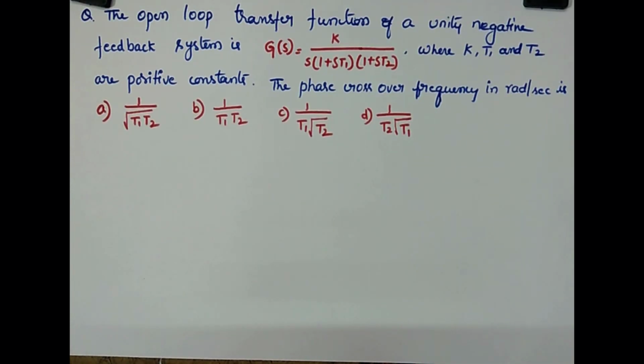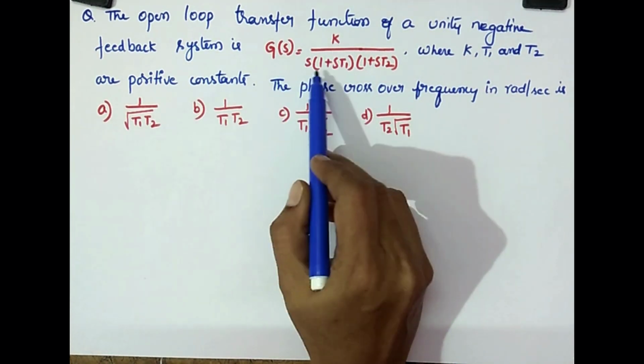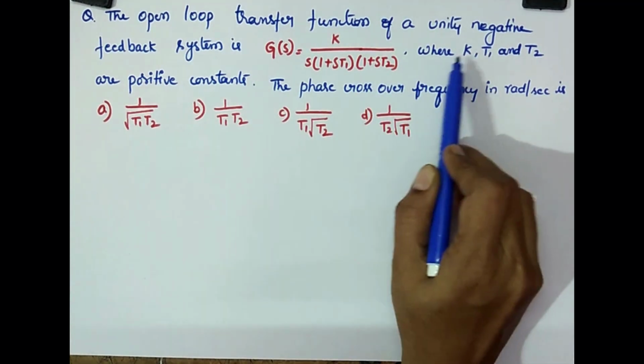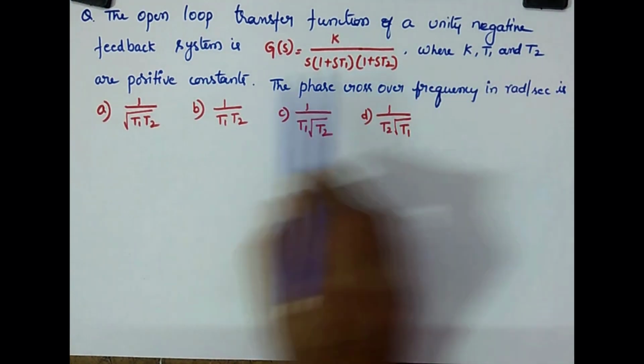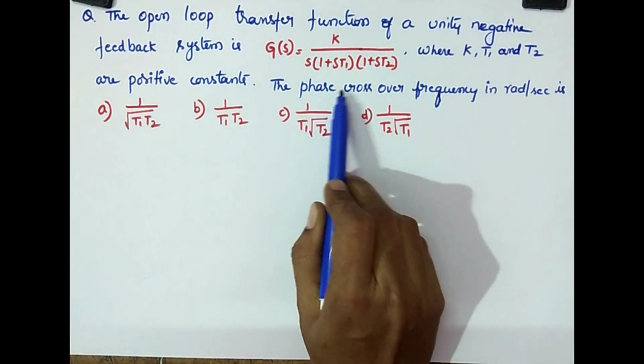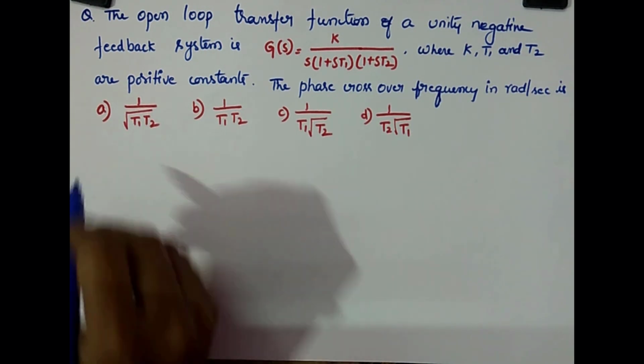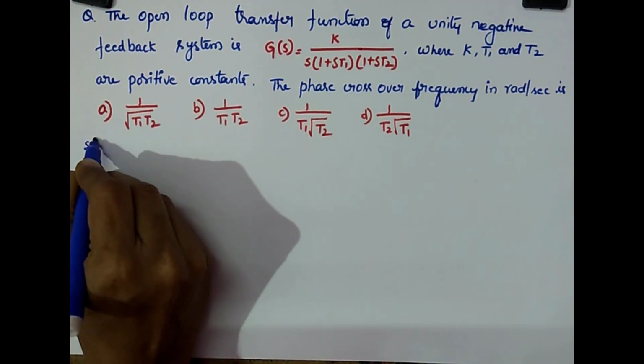Hello all of you. Today's GATE question: the open loop transfer function of a unity negative feedback system is G(s) = K / (s(1 + sT1)(1 + sT2)), where K, T1 and T2 are positive constants. The phase crossover frequency in radians per second is... Okay, they have given options. Now let us see the solution.